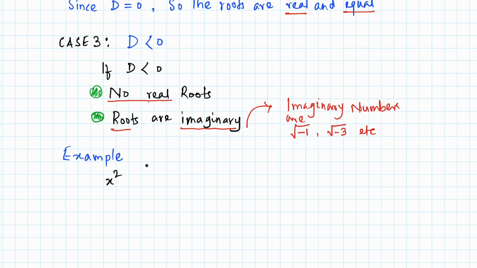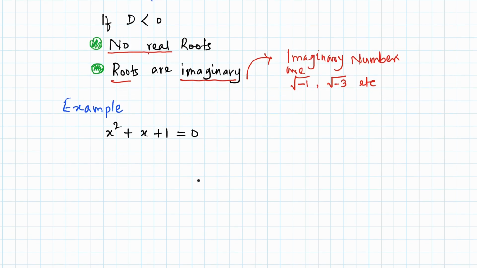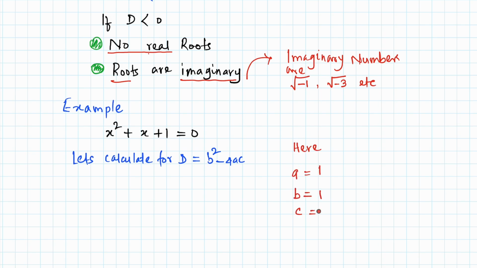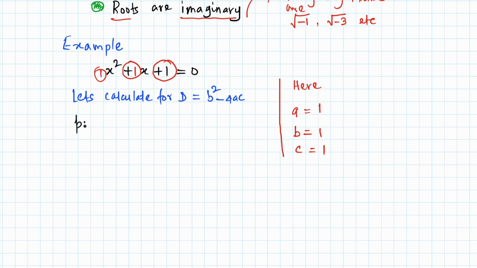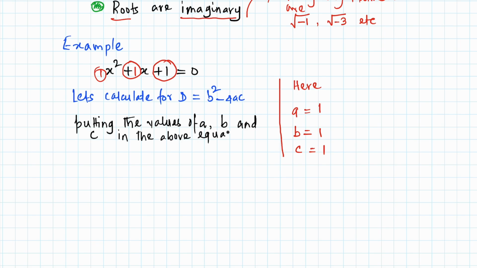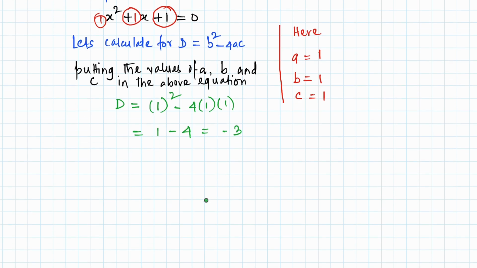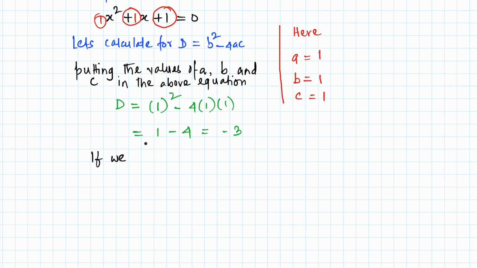Now let's take an example. x square plus x plus 1 equal to 0. Let's calculate the discriminant. d is equal to b square minus 4ac. Here a is equal to 1, b is equal to 1, c is equal to 1. Putting in all the values, d is equal to 1 square minus 4 into 1 into 1, which is 1 minus 4, which is minus 3. So here d is a negative number.